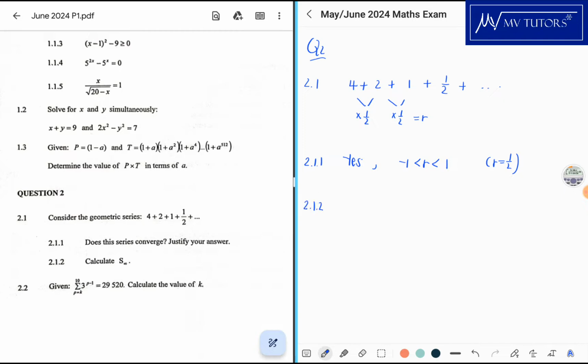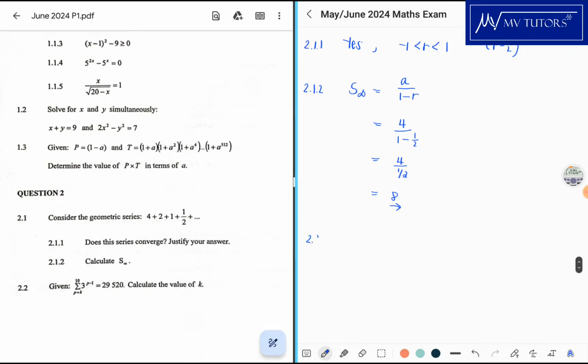2.1.2 says calculate the sum to infinity. The sum to infinity is a over 1 minus r. The first term is 4 and the ratio is a half. So 4 divided by a half will give you 8.